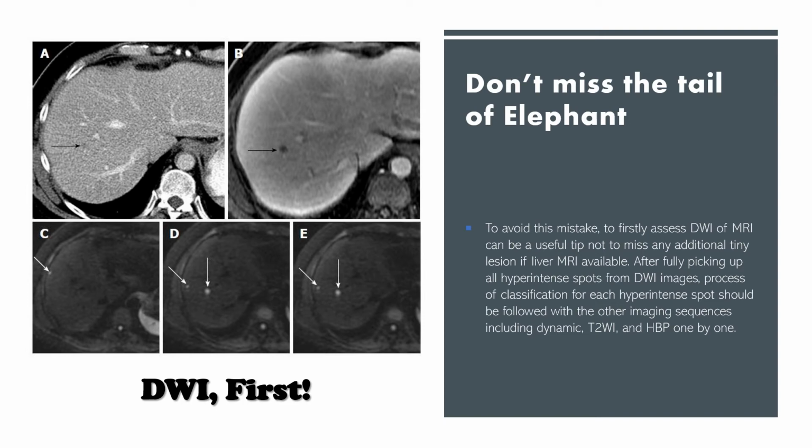To avoid this mistake, assessing DWI of MRI can be a useful tip not to miss any additional tiny lesion, if liver MRI is available. After fully picking up all hyperintense spots from the DWI image, the process of classification for each hyperintense spot should be followed with other imaging sequences, including dynamic T2 weighted image and hepatobiliary phase image one by one.